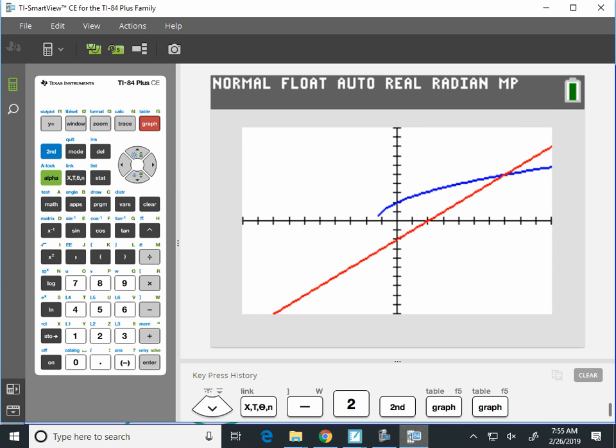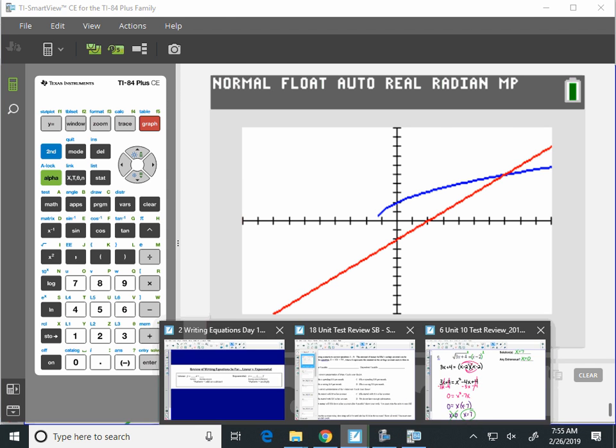You should see that our graphs intersect, and it looks like they intersect at x equals 7, but only one place. At x equals 0, our graphs do not intersect. That's why 0 is not a solution. All right, one more problem here.